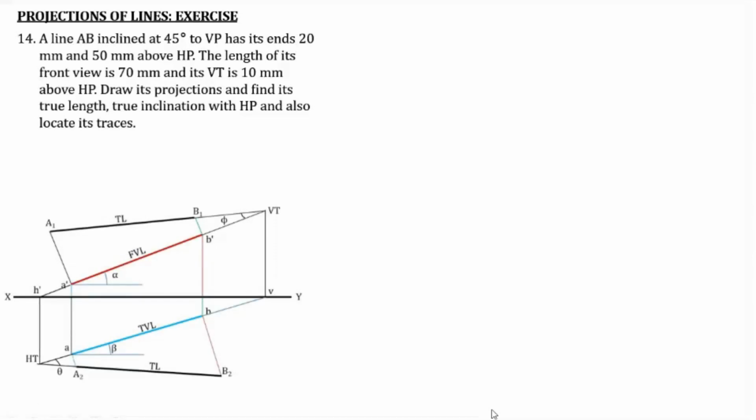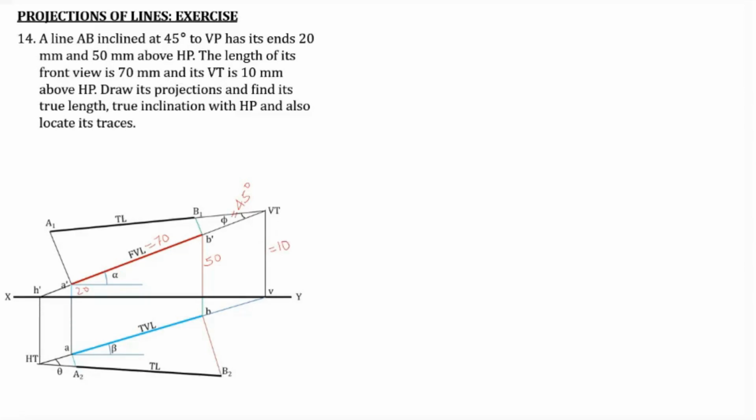So this is the base figure, and the true inclination with the VP is 45 degrees. So this angle is 45 degrees. Its ends are 20 millimeter and 50 millimeter above HP. So this is 20 millimeter, and here this one is 50 millimeter. And the length of its front view is 70 millimeter. So this much is given. Now the VT is 10 millimeter above HP. So these are the conditions that are given.